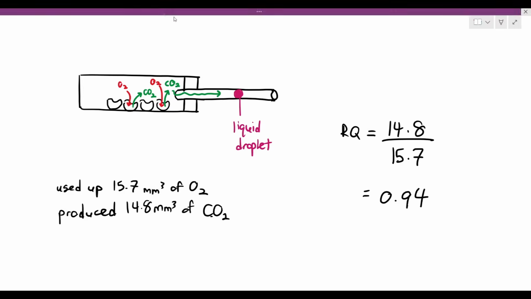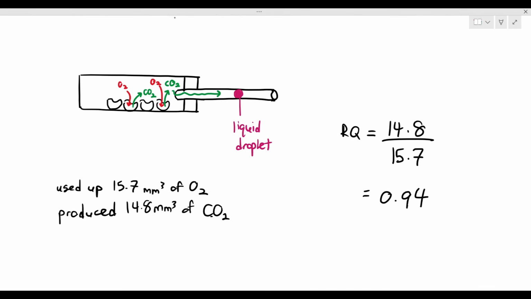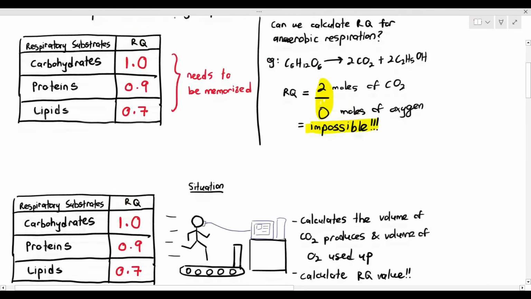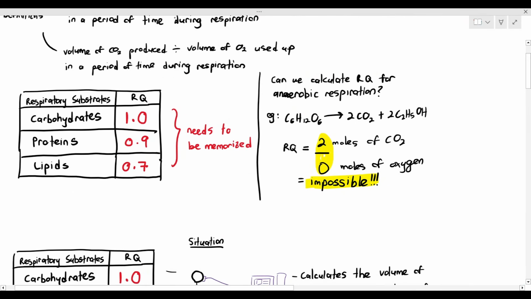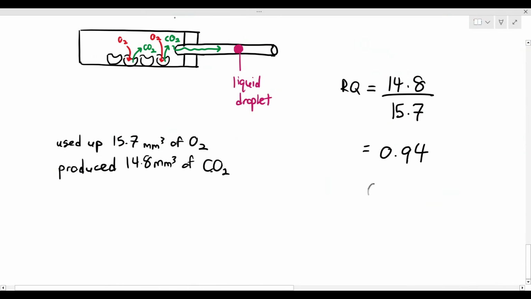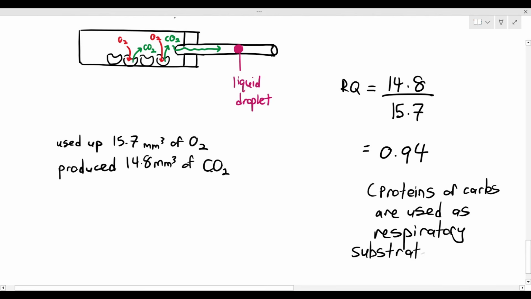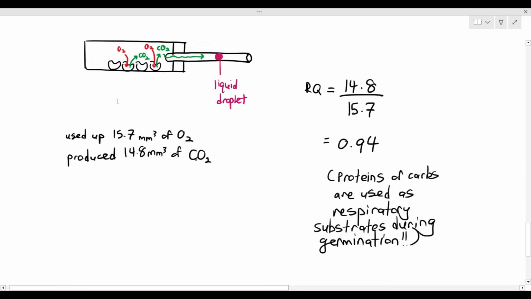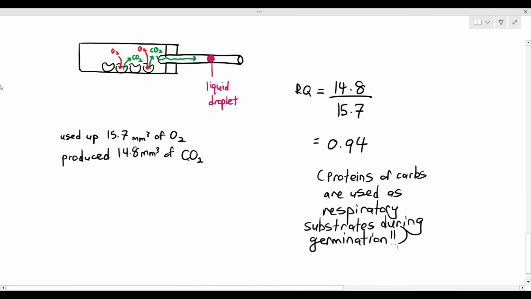So you can assume that during this respiration, the seeds are using up proteins or carbohydrates as respiratory substrates because 0.94 falls between proteins and carbohydrate. Proteins were 0.9, carbohydrates 1.0, so we can assume that the seed was using a lot of carbohydrates or proteins that were being broken down to produce ATP as the seeds are growing. Okay, if you're not so sure, let's try another simple one in this case.